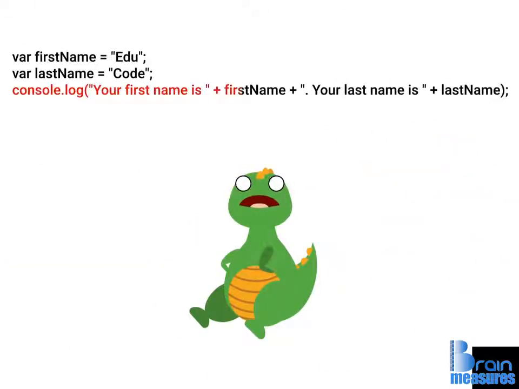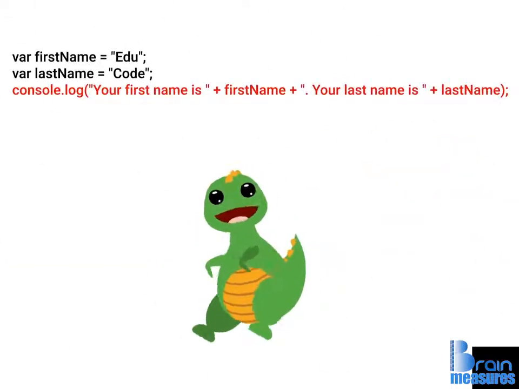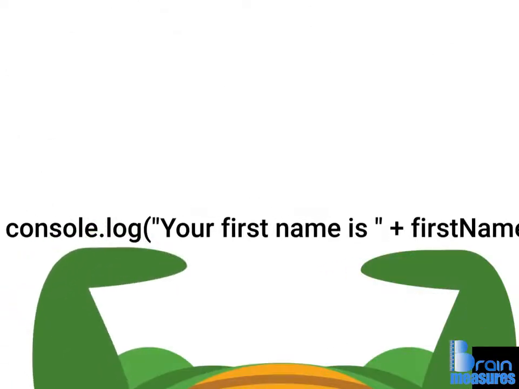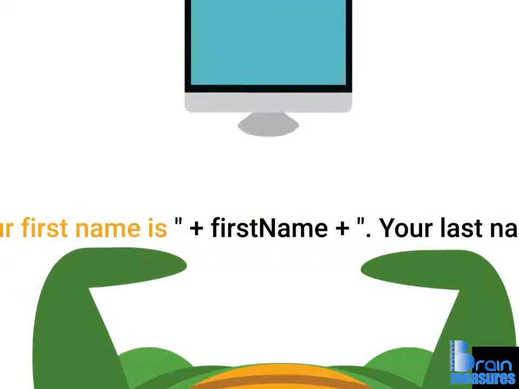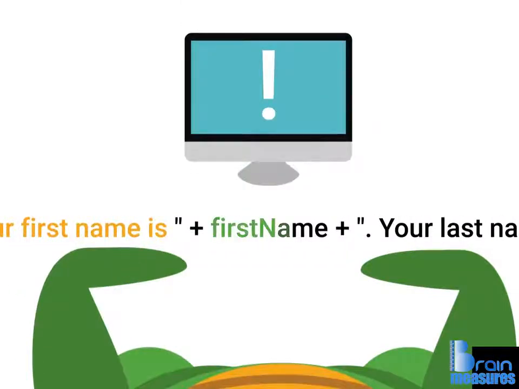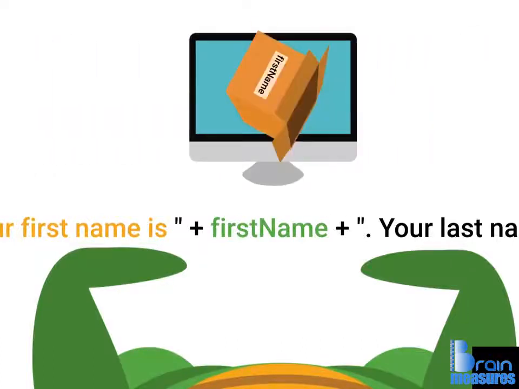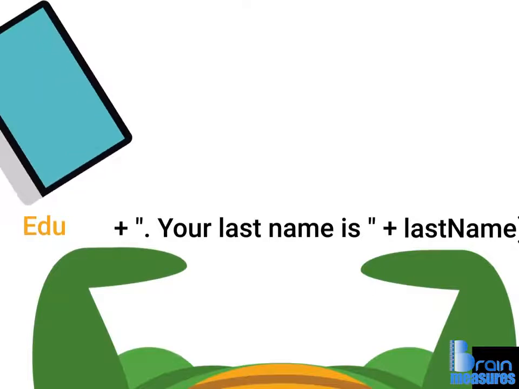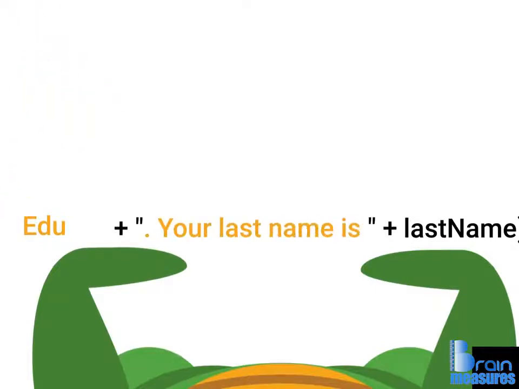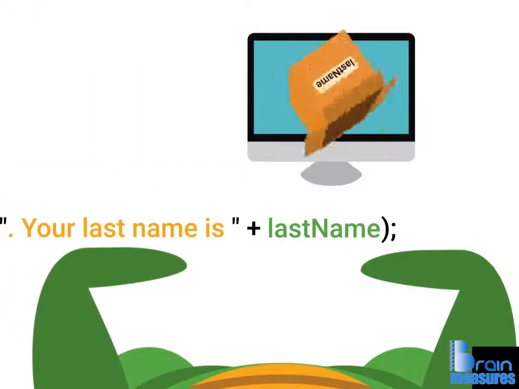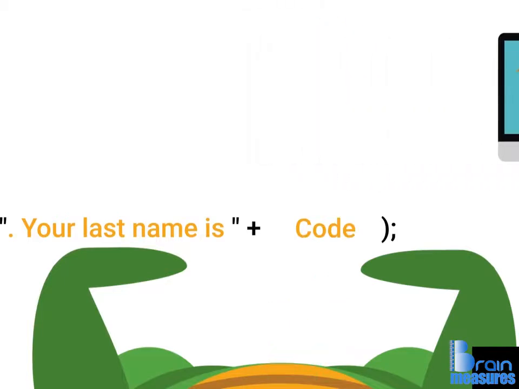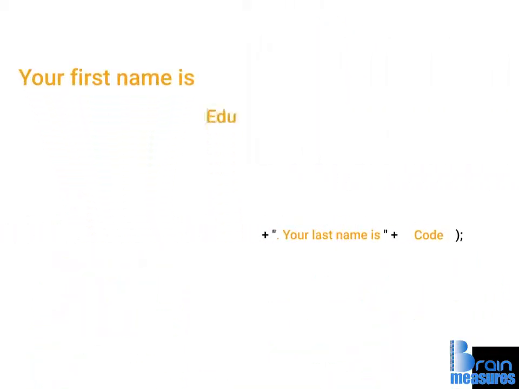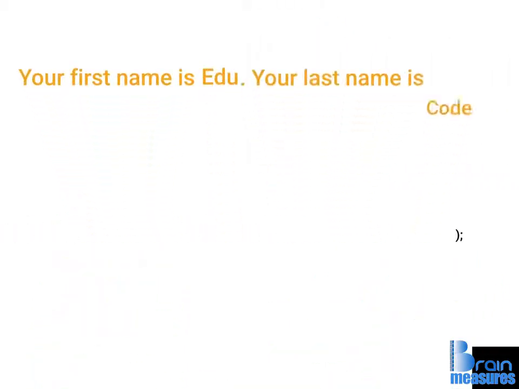Take a look at this piece of code. There's quite a lot going on with that console.log instruction. Let's break it down together. The first part of our message is the text, "Your first name is." Next, the computer will notice it needs to add the value of the variable first name to the message, so it'll check its memory. After this, the computer adds the next piece of text, "Your last name is," and the value of the variable last name. All of this outputs the final message, "Your first name is edu, your last name is code."